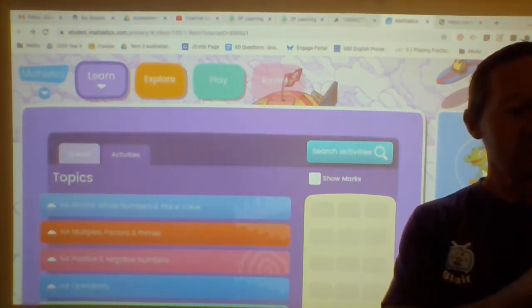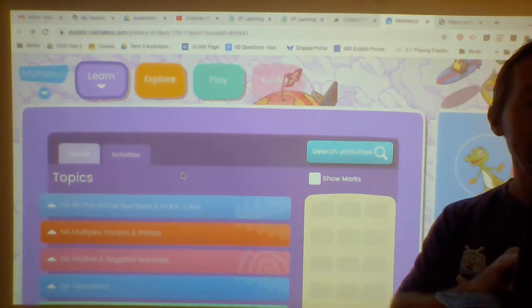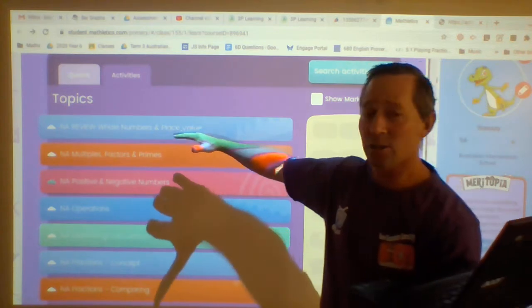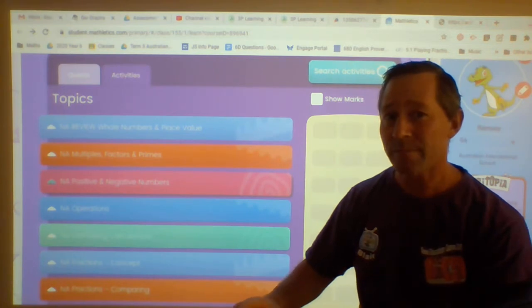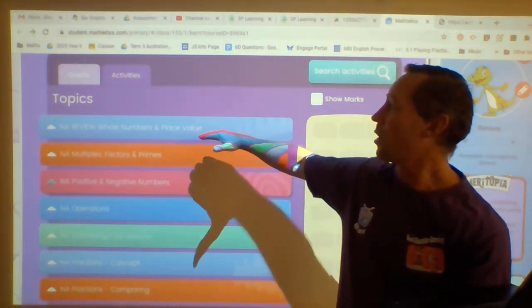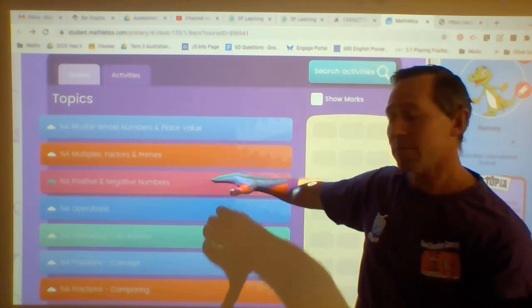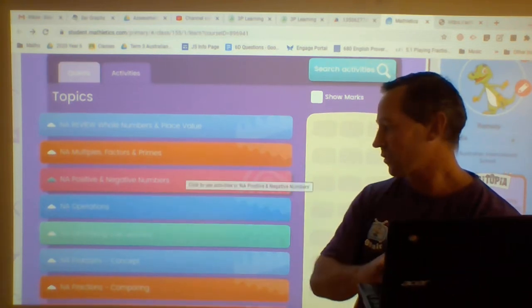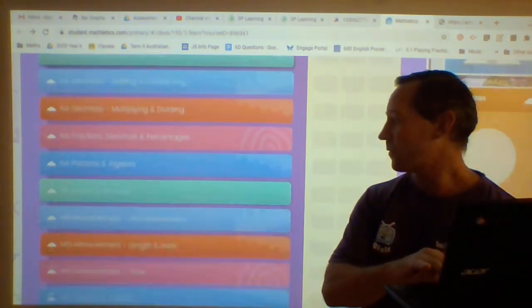When you sign into Mathletics, you'll see these topics. You can find that in Learn. So Learn will have all these topics here. It's a little bit hard for you to read because the resolution of the display is not so brilliant for the camera. So on here we've got review, whole number and place value, multiples, factors and primes, positive and negative numbers, operations, estimating calculations, fractions, there's all different things down here. So when I say topics, those would be what I'm referring to.